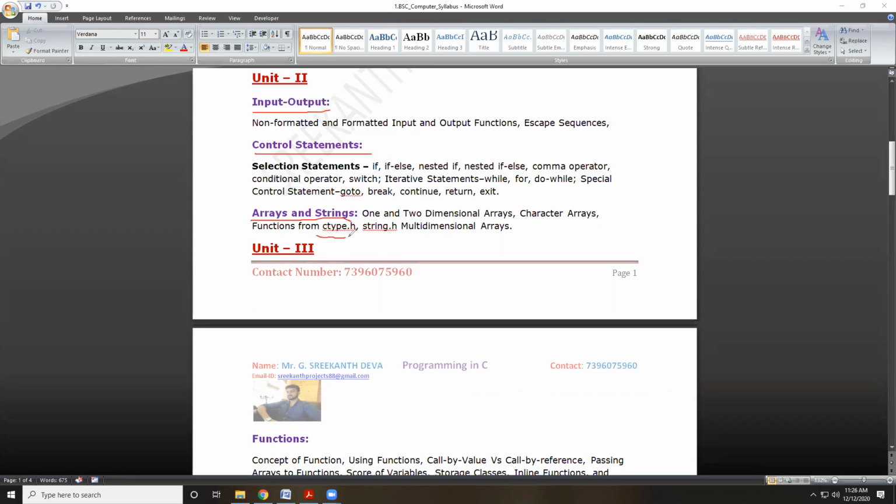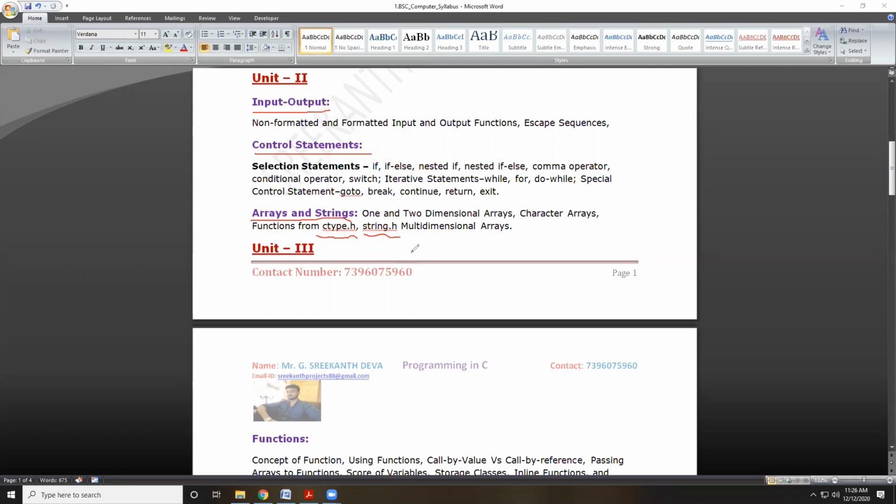It consists of all the character related functionalities. We try to discuss what inbuilt functions are there in ctype.h and how to use those inbuilt functions in our programs. And we also go with another header file called string.h. The string.h header file consists of string operation functions included in the built-in header file. We try to discuss in detail what the string.h functions are and how to implement those functions in our program.